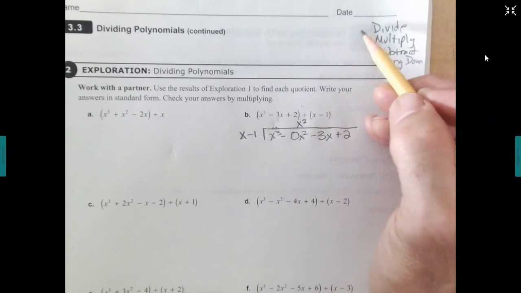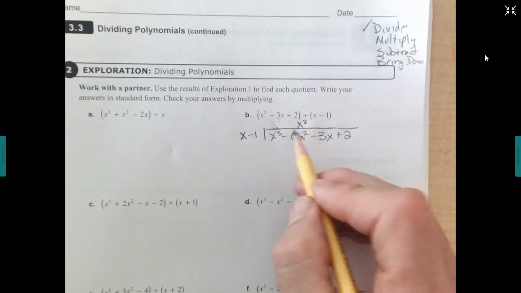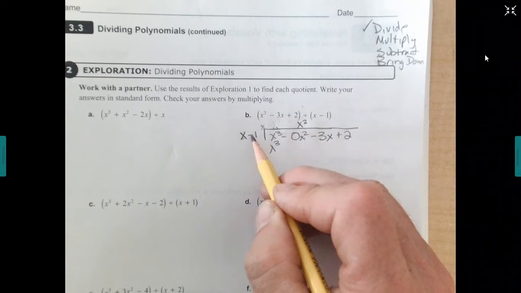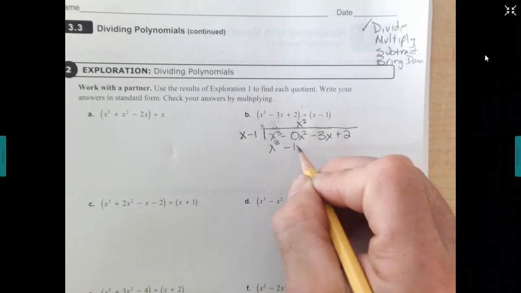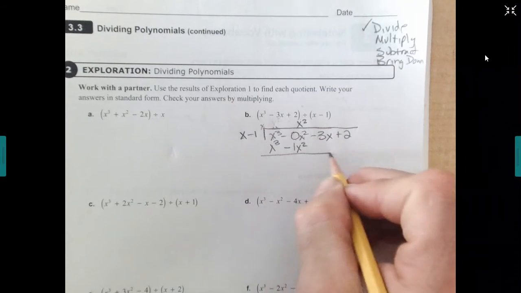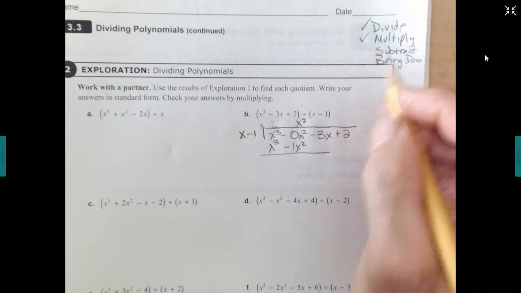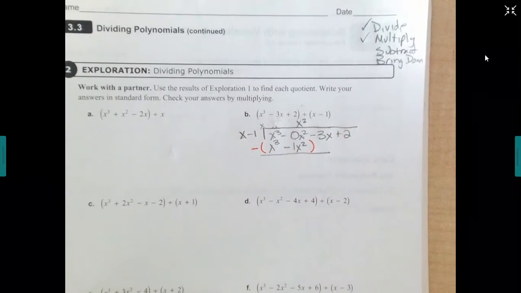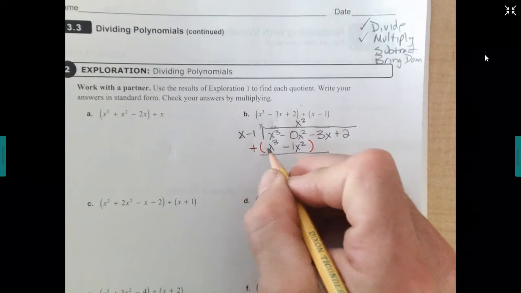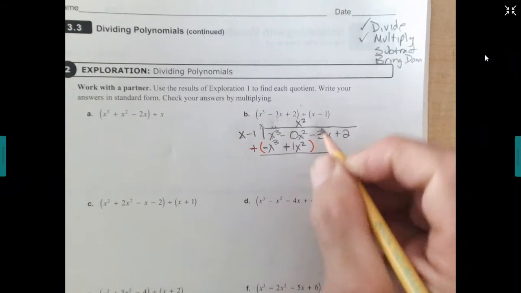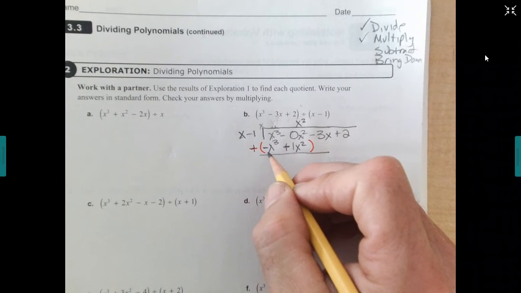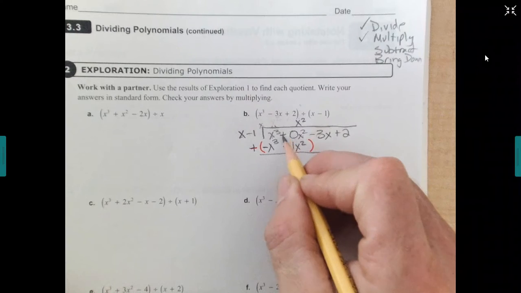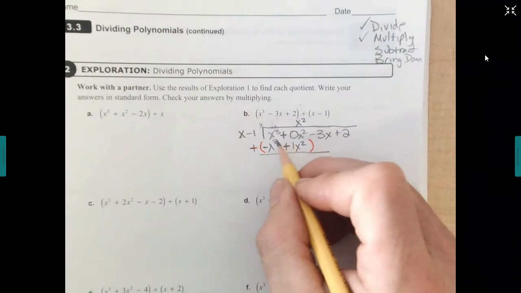So I did my division. So now I have my multiplication. X squared times x is x to the third. X squared times -1 is -1x squared. Got my multiplication. So now I do my subtraction. Okay, and I'm subtracting this whole unit, so I have to add the opposite. Negative, positive. X to the third minus x to the third is 0.